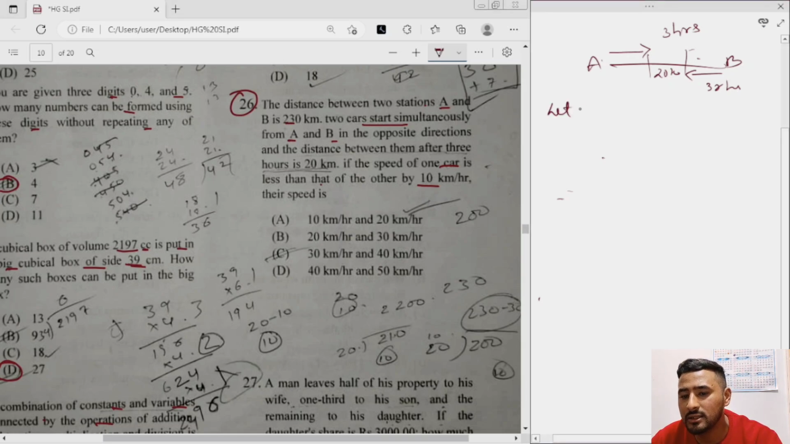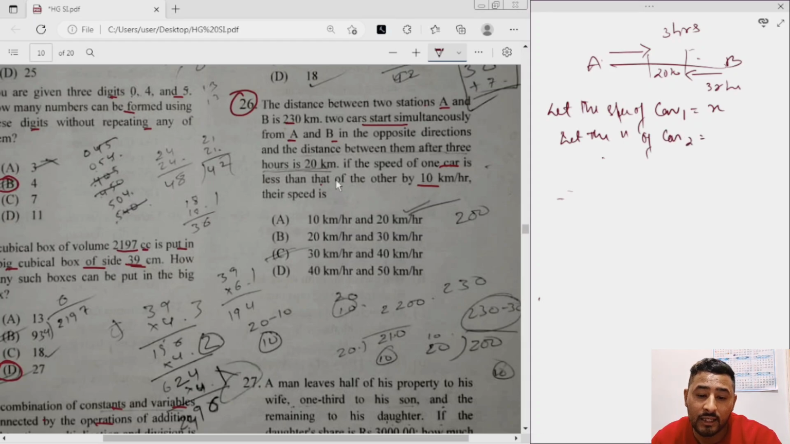Let the speed of car 1 be x. The other one will be how much? Let the speed of car 2 be, since it is less than the other by 10 kilometer, so less means x minus 10. Yes or no? This will be in kilometer per hour.